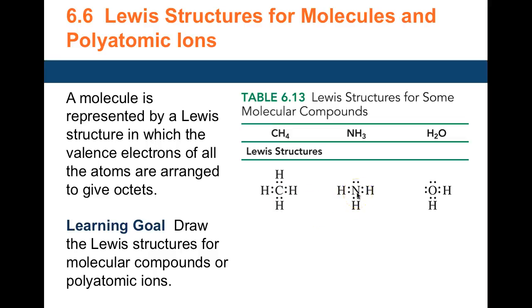Similarly, nitrogen is in group 5, so it has 5 dots. All right, 2 of them are already paired, and then 3 are available for bonding. So it combines with 3 hydrogens, and now it has an octet. All the hydrogens are satisfied with their duets. In water, again, oxygen is in group 6, so it has 2 available electrons for bonding, and so it combines with 2 hydrogens. All right. So this is how the Lewis structures for molecular compounds are represented.